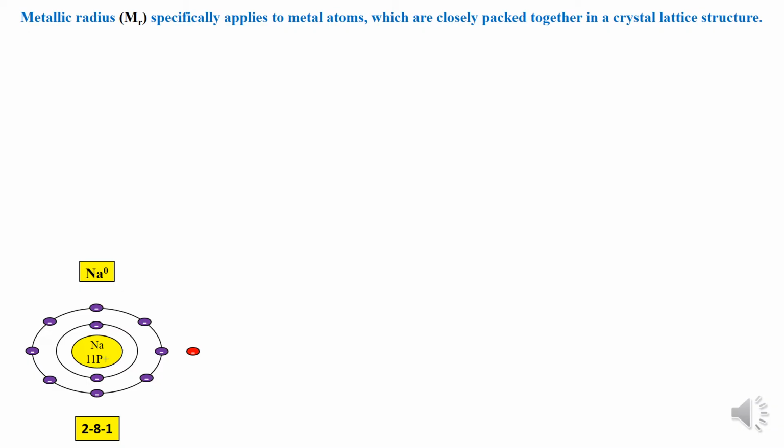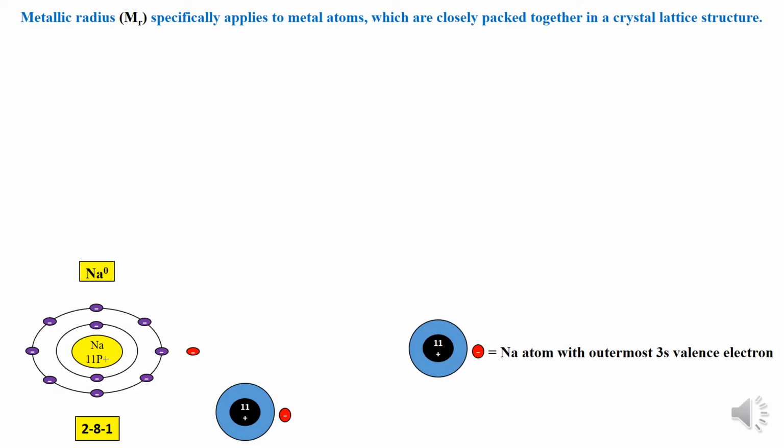So the electronic configuration of sodium is 2, 8, 1: 2 electrons in the first shell, 8 electrons in the second shell, and only one valence electron in the outermost valence shell, that is the third shell. So this is a symbolic representation of sodium atom with freely moving outermost valence electron. The valence electron is present in the 3s orbital, in the third energy level. So the electronic configuration of sodium is 1s2, 2s2, 2p6, 3s1.